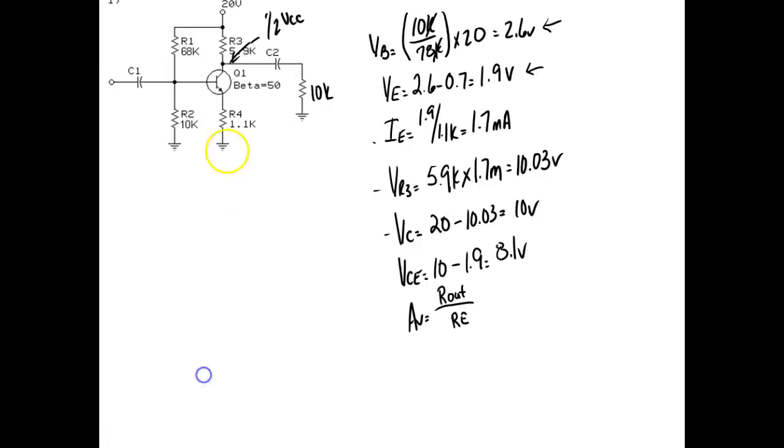Okay, so this is not bypassed. These capacitors, C1 and C2, are called coupling capacitors, and the capacitor that goes around R4 is called a bypass capacitor because it makes the AC bypass RE. So what's R out equal to? There's my output right there.